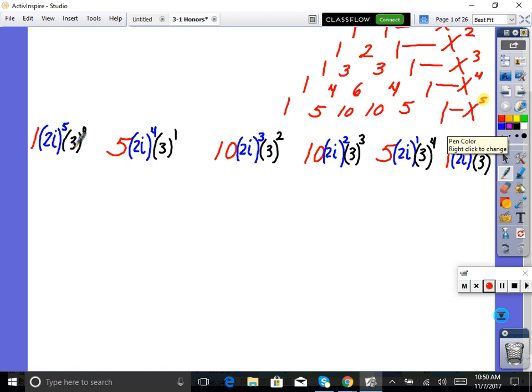So right here we have 3 to the 0, which is 1. You have 2 to the 5th, i to the 5th times 1. So that would be, let's not go all the way right here. Let's write this out right now, is 32 i to the 5th.